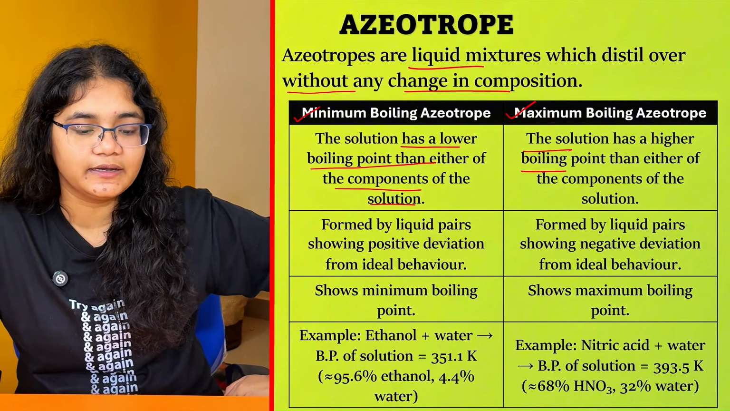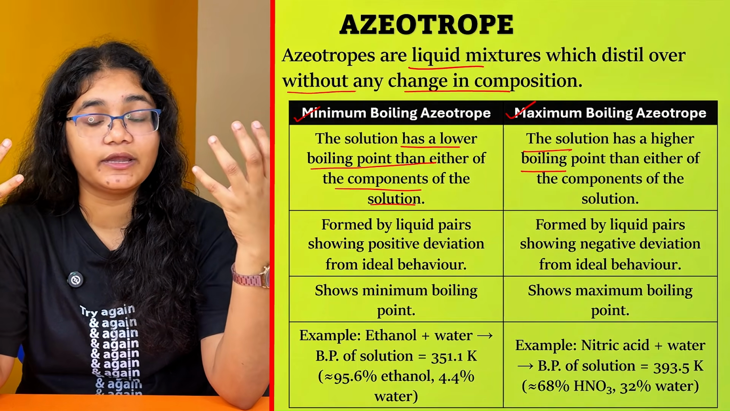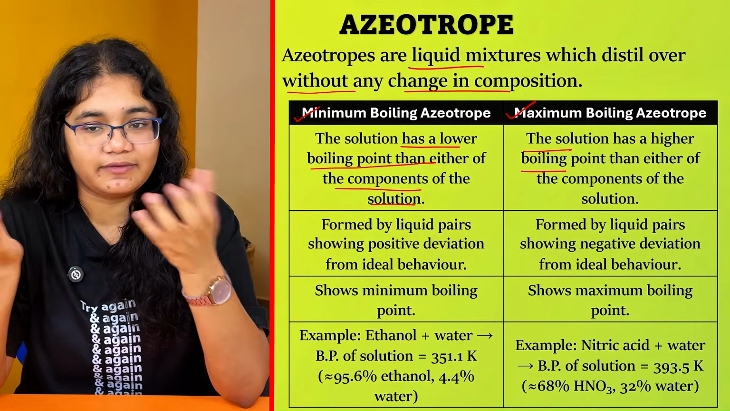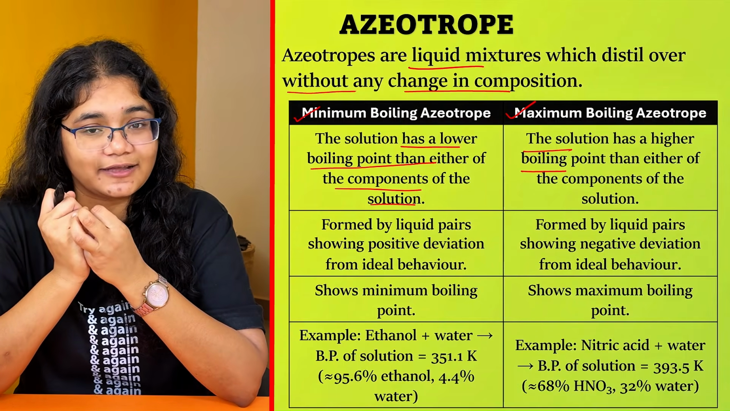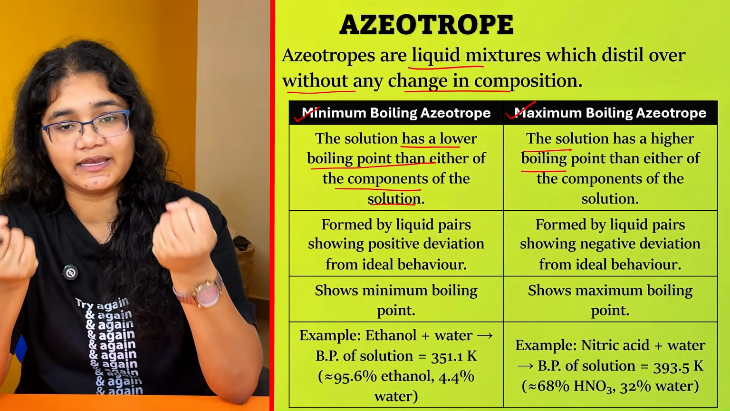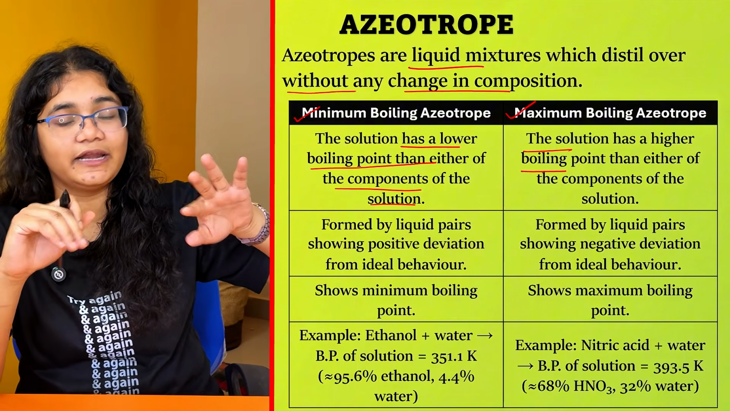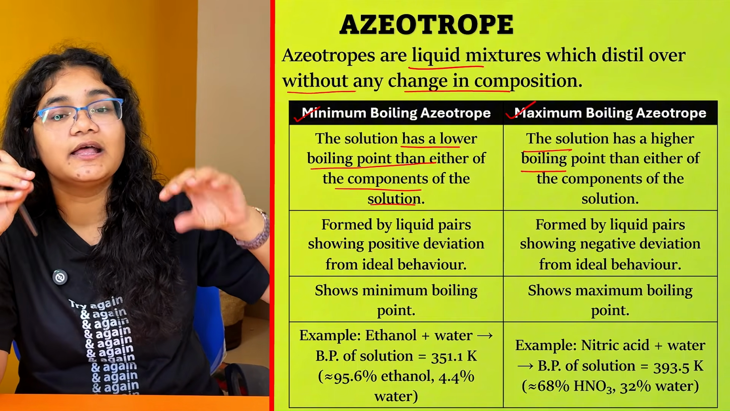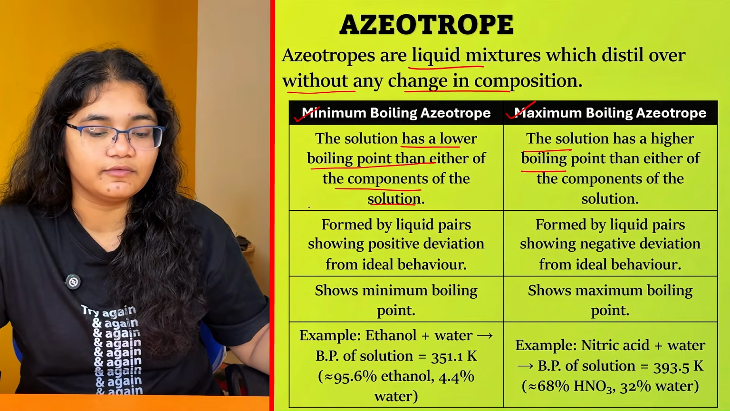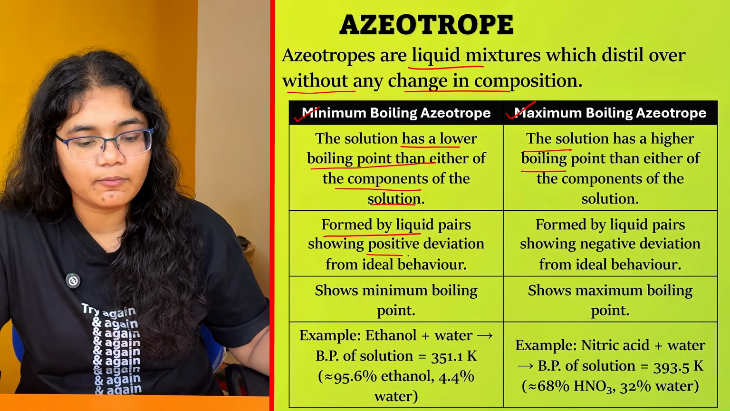Now how will this happen? In minimum boiling azeotrope, the boiling point will decrease. Now why does that happen? When A and B have very weak interactions, or they have positive deviation, because the A-B interactions are already very weak, they want to evaporate, so with less temperature only they can evaporate faster, right? With very little temperature they can evaporate. So when the A-B interactions are weak and they show positive deviation, you will find minimum boiling azeotrope, formed by liquid pairs showing positive deviation.